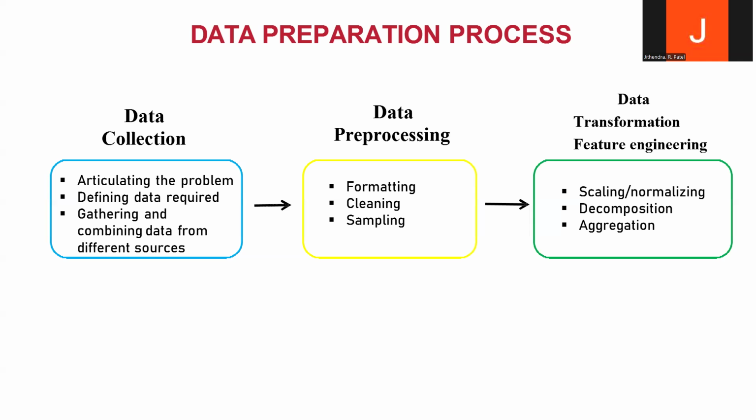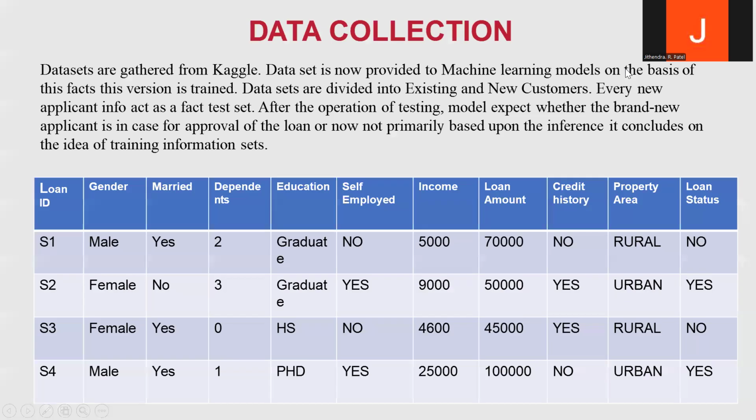Among them, formatting is also an important process, which is used to format the data, and cleaning is used to clean the data, which consists of noise and irrelevant data, and sampling, which is used for testing and training data. Next, coming to data transformation and feature engineering: scaling, normalization, decomposition, and aggregation.